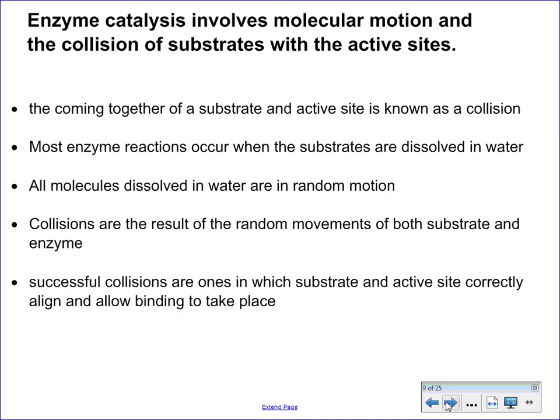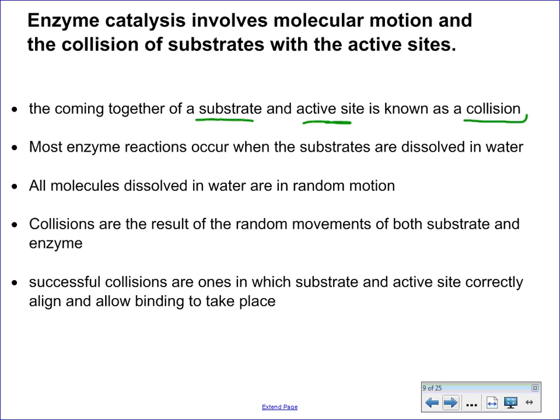So enzyme catalysis involves molecular motion and collisions of the substrate with the active site. In order for enzymes to function, we have to keep in mind that an enzyme is in solution or in the cytoplasm, moving around. We have the substrate in the cytoplasm moving around, and enzyme and substrate have to come into contact with each other. The coming together of a substrate and an active site is known as a collision. These things literally collide with each other.